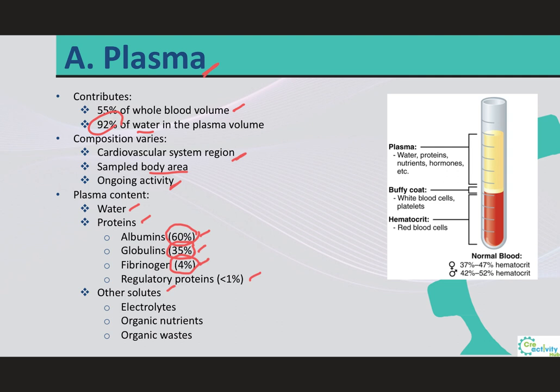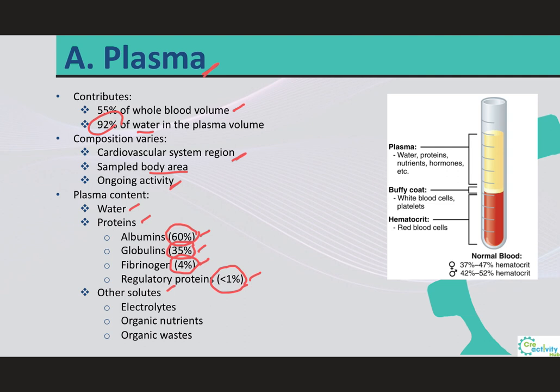And last, we have what we call the regulatory proteins, and these will represent less than 1% of the components of plasma. These are going to be the enzymes, proenzymes, and hormones. Proenzymes refers to the inactive substance which will eventually be metabolized into an enzyme. Now both albumin and globulins are able to attach to lipids that are not water soluble, such as triglycerides, fatty acids, or cholesterol.